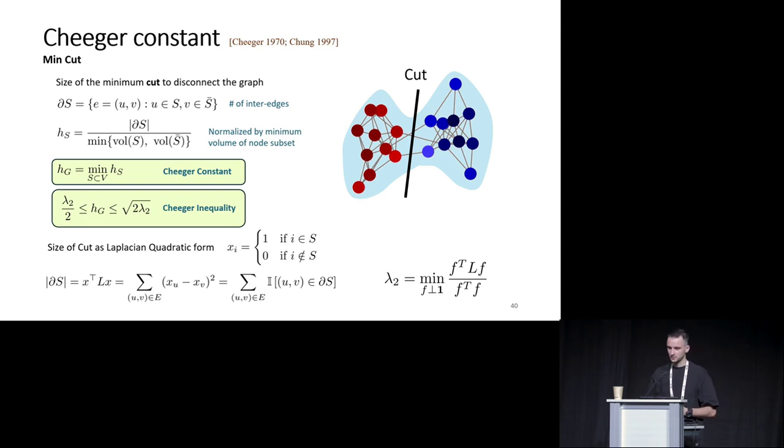Why is that? Without going into much detail, it is because the min cut problem can be formalized using the Laplacian quadratic form, which is there in the bottom left. That, if you realize, is the numerator in this Rayleigh coefficient, and if you minimize it, you get the second eigenvalue. So long story short, the most important thing is that the Cheeger constant, the size of the bottleneck in the graph, is bounded by the spectral gap.